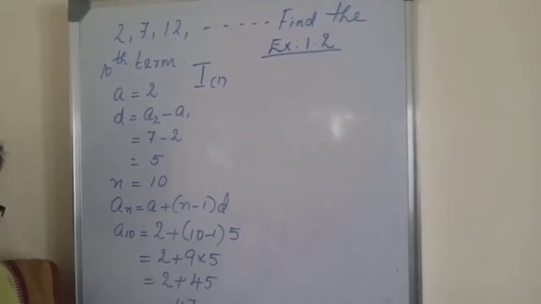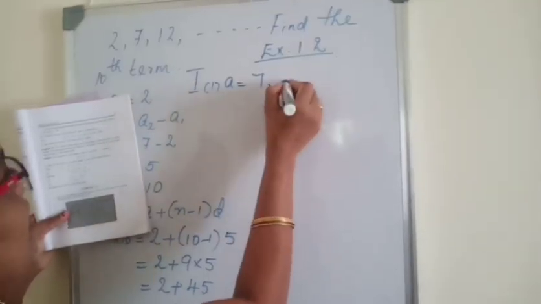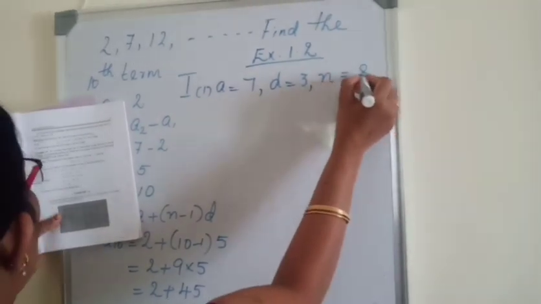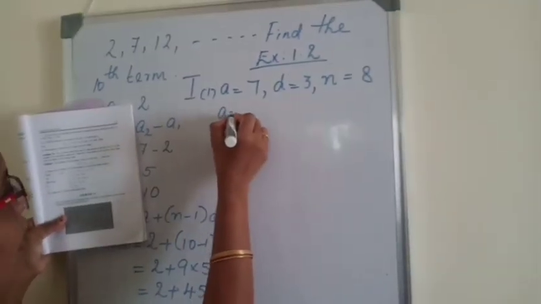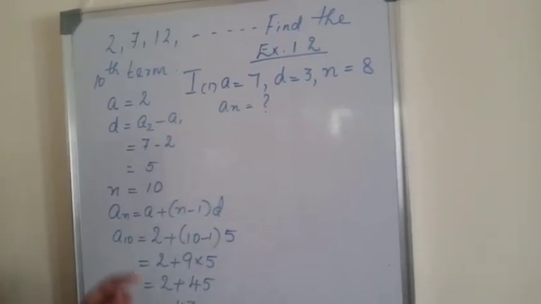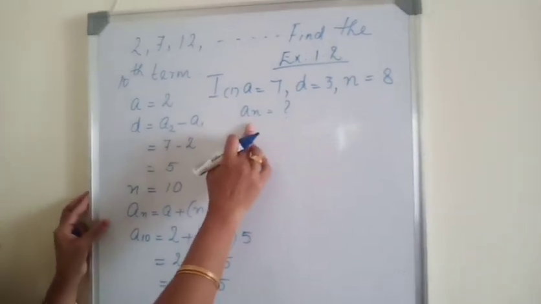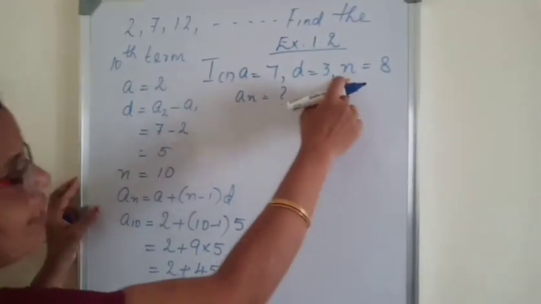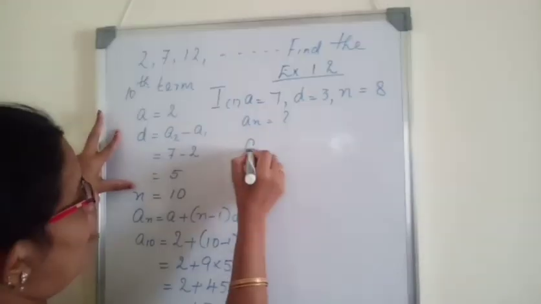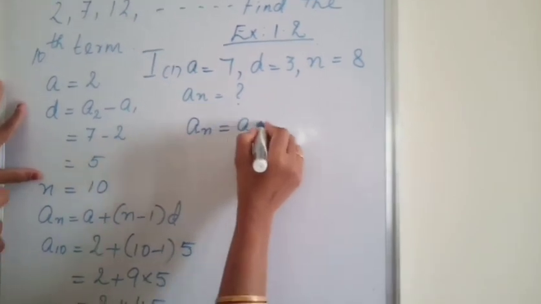So here the first question, A is 7, D is 3, N is 8, and we wanted to find out AN, question mark. So already all the terms A, D, and N are given. We wanted to find out AN. Here N is 8. So instead of N we have to write 8. Before that we'll write the formula. AN equals A plus N minus 1 into D.